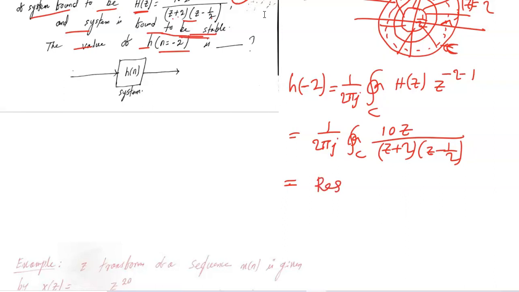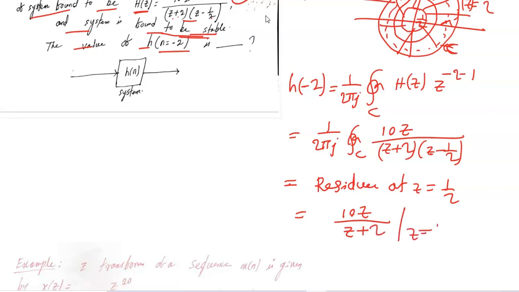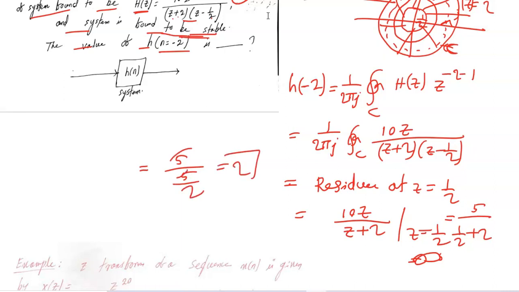the residue at z equal to half, the residue of this function at z equal to half, which is 10z upon z plus 2 evaluated at z equal to half. In the numerator it is 5, and half plus 2 is 5 by 2, so 5 upon 5 by 2, that is 2. How easily we could get the result. This is the technique you should use.